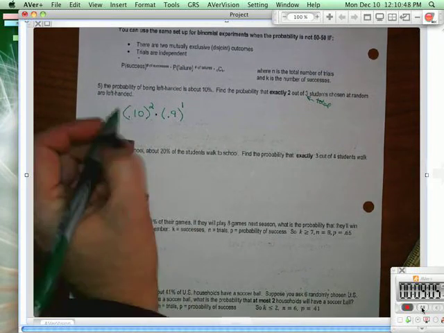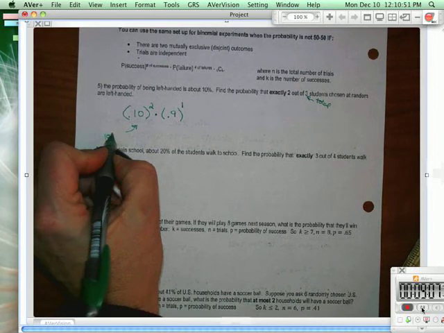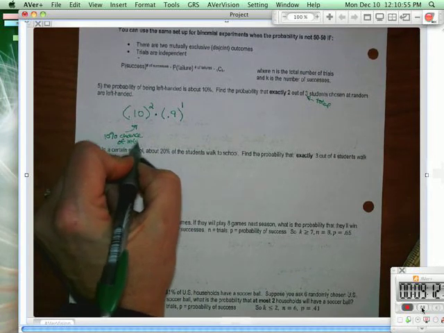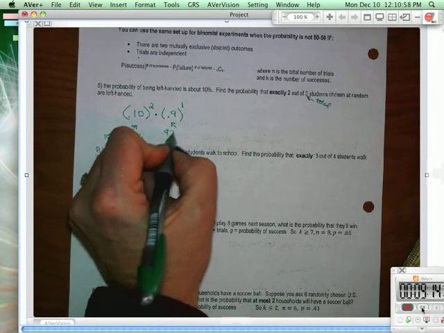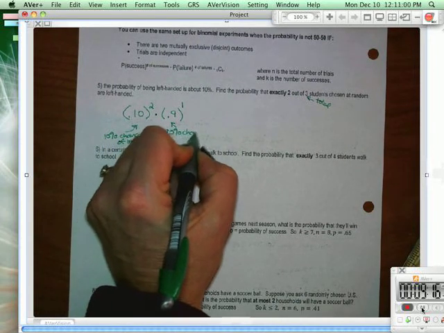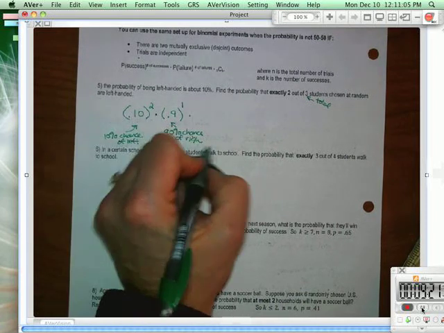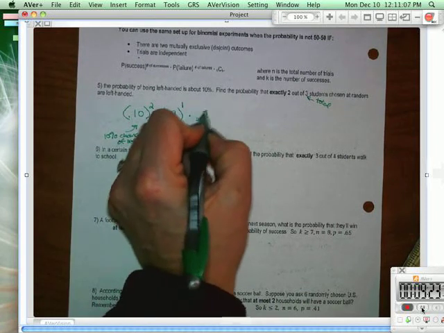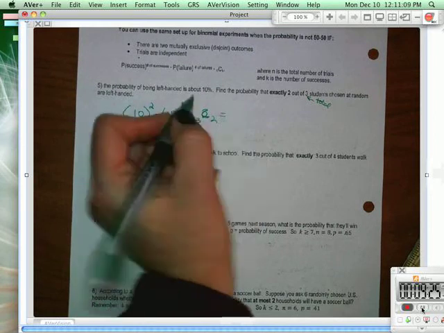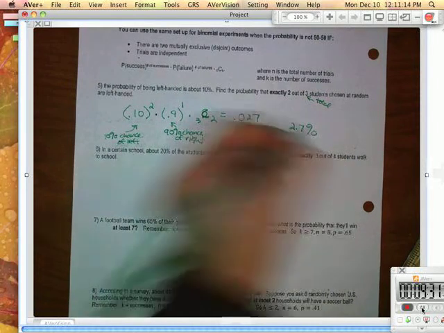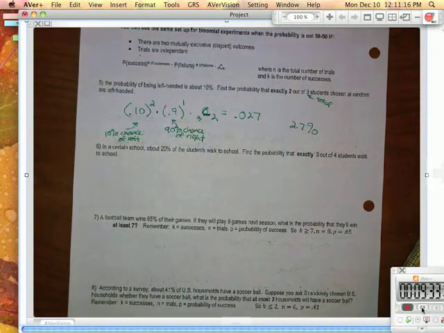So this is a 10% chance of left-handed and a 90% chance of right. Then I have to multiply that by 3 total, choose 2. That gives 0.027. So I only have a 2.7% chance that 2 of the 3 students are going to be left-handed, which kind of makes sense because only 10% of the population is left-handed, according to this statement.